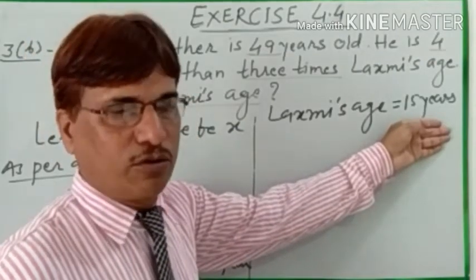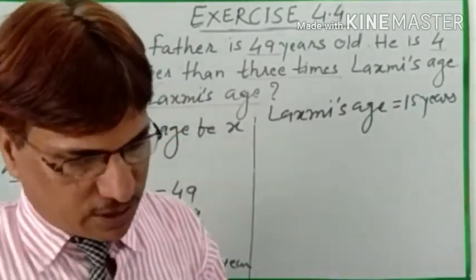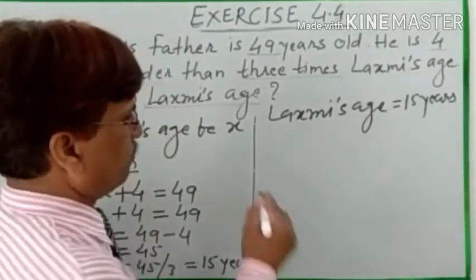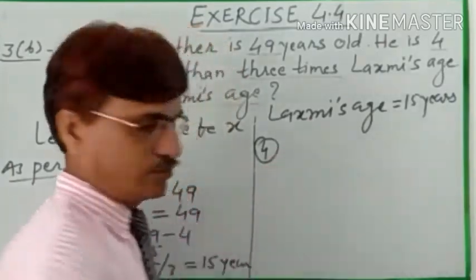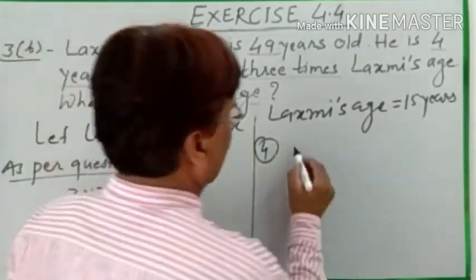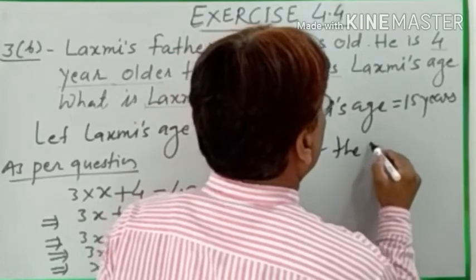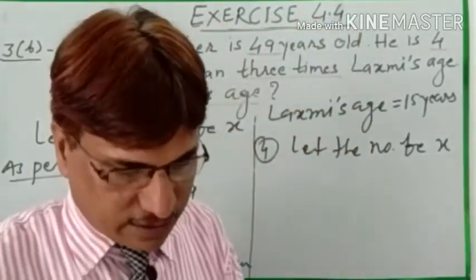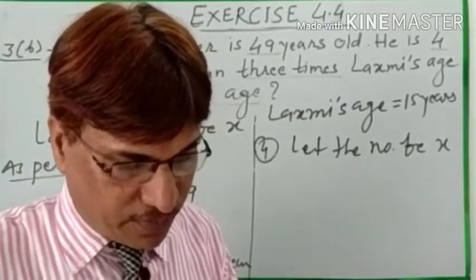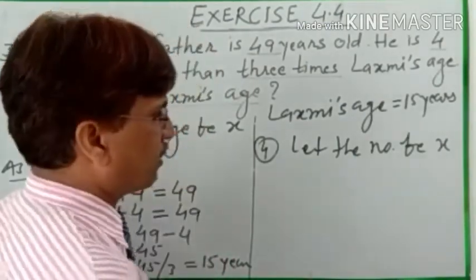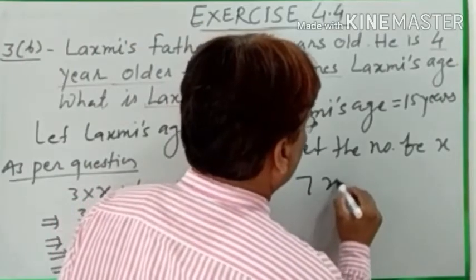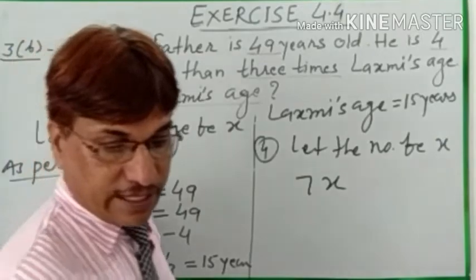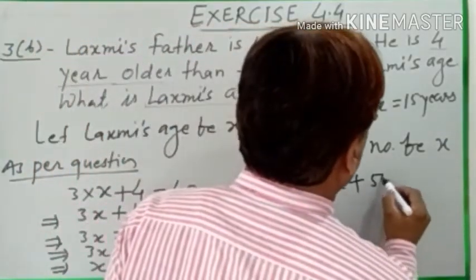Okay. Now question number 4. Solve the following riddle. I am a number. Let the number be x. Tell my identity. Take me 7 times over. 7 times over means 7x, 7 into x. And add 50, plus 50.